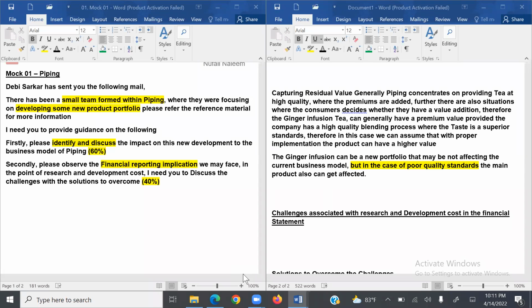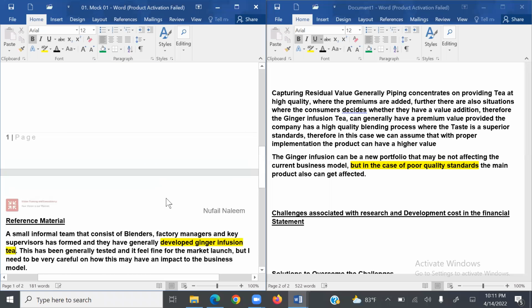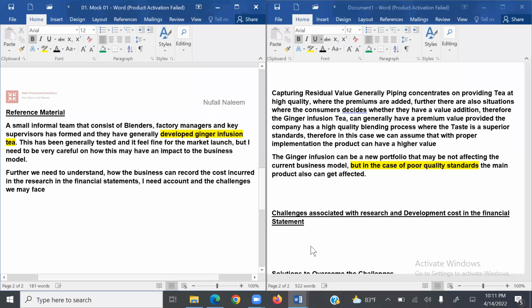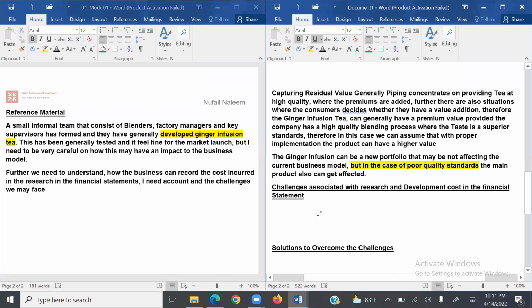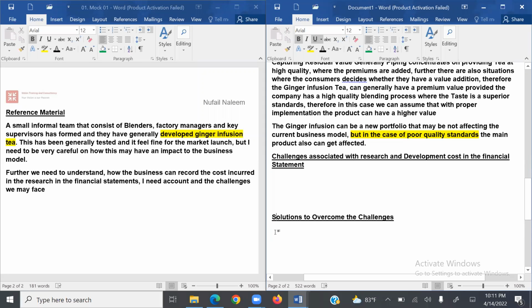Okay, so students, now coming back to the session. Please observe the financial reporting implication we may face in the research and development cost. I need you to discuss the challenges with the solution to overcome. Now, this is a very tricky section because unfortunately, students generally go with IAS, IFRS only. But when you're writing the IAS, IFRS answers, you need to be very vigilant on how you are writing it towards the business situation, because the business situation is critically important here.